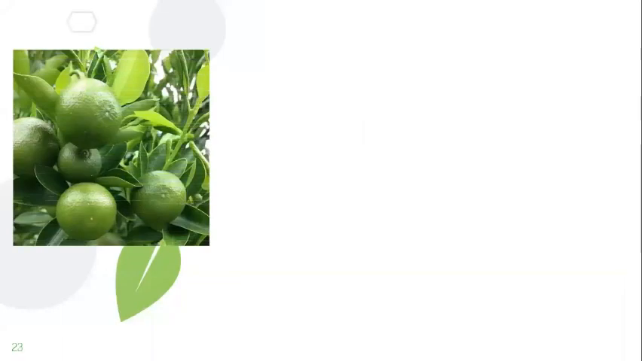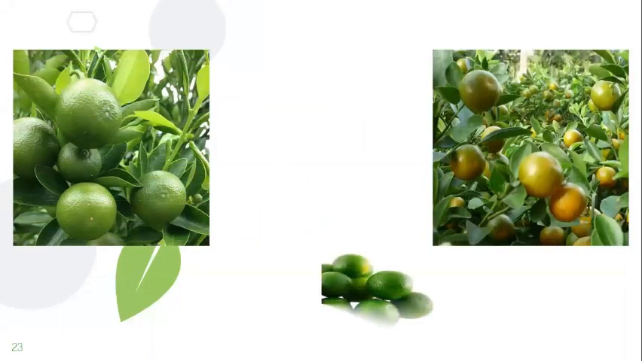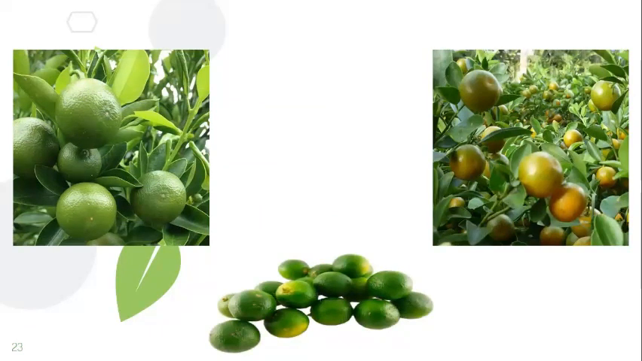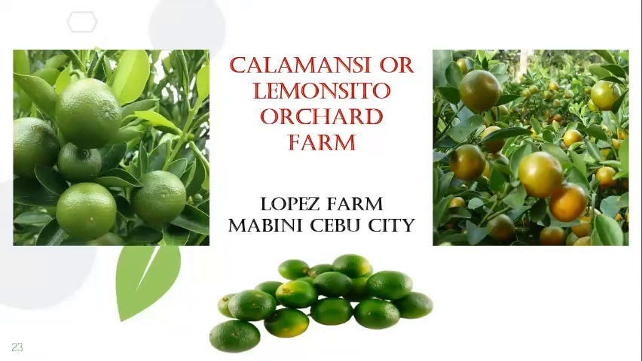Let's start with, could you name the fruit? Okay, this is the Calamansi or Limoncito Orchard Farm, also known as the Lopez Farm in Mabini, Cebu City.